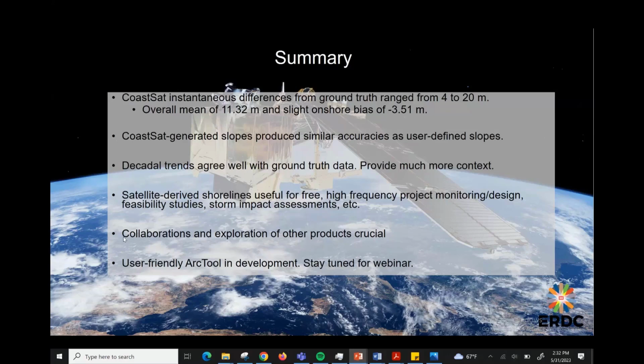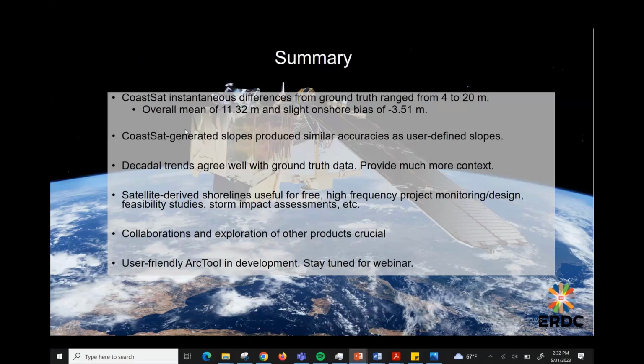We can test how our projected decay rates compare to the real project, etc. So we've learned that these approaches are pretty complex, and a lot of other researchers across the globe have encountered similar issues. And so I think collaboration with a newer technology like this is very crucial. And again, stay tuned for that training webinar.